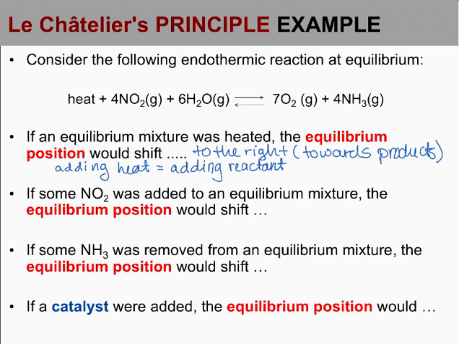Now, what if we added more nitrogen dioxide, or NO2? Is NO2 a reactant or a product? It's a reactant. So we're adding reactant. Which way would this reaction shift? Would it shift towards the left or towards the right? Towards the right.